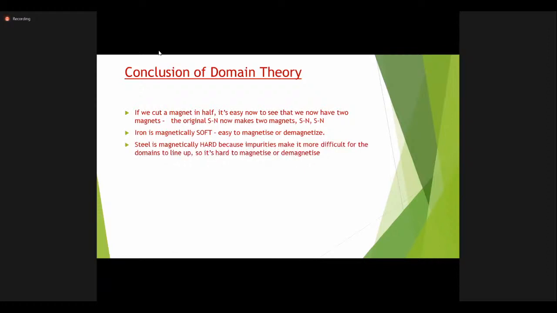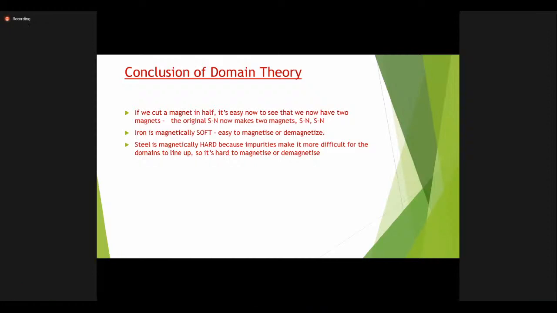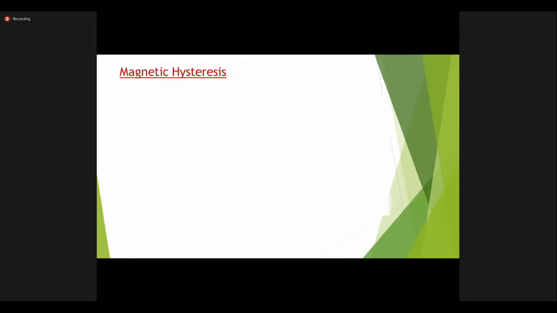Steel is magnetically hard because impurities make it more difficult for the domains to align. So in steel, you do not find this property of magnetic domains. So it is difficult to magnetize and demagnetize steel. Now the fourth property we know: by heating or hammering, domains are ruptured and the directions of dipoles in the domains are disoriented, and this causes the material to lose its magnetism.